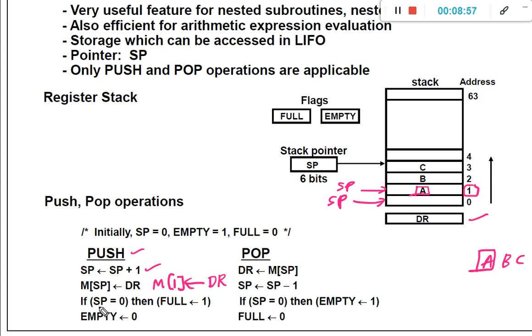Then you need to check the stack pointer value. If the stack pointer value is equal to 0, then it represents that the stack is full, and you need to set the full flag to 1. So the stack pointer will be 0 after reaching 63, because it then resets the SP to 0.